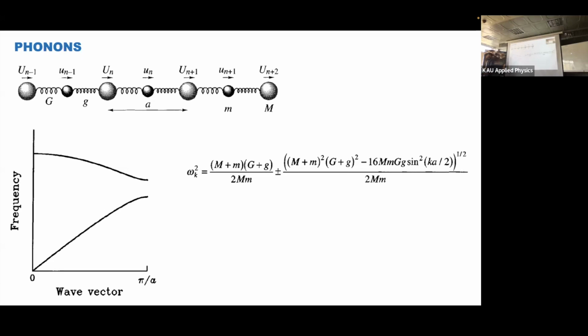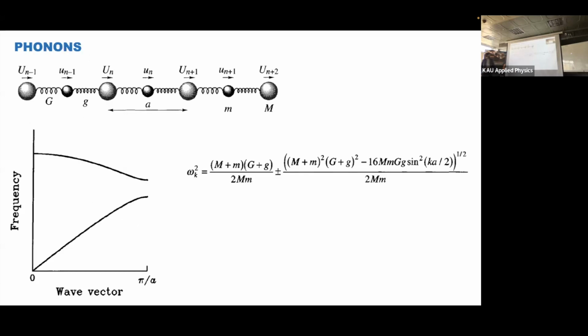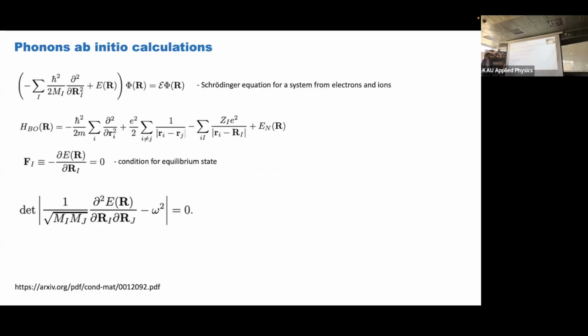Because they play an important role for Raman spectra and for some other optical properties. Okay, how can we calculate it, not for two different atoms, but for a crystal with n atoms, where n can go to infinity? We can go to ab initio equations.